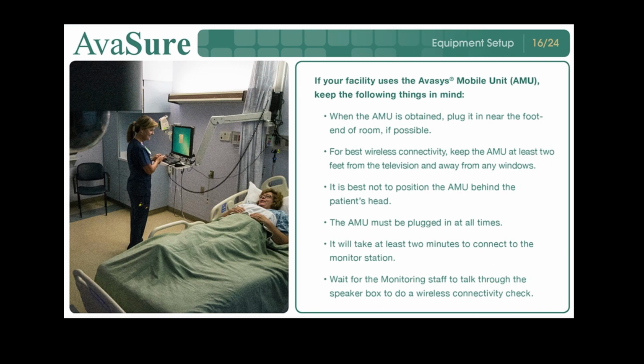Once the admission information has been collected, the nursing staff is then ready to set up the AvaSys system their facility uses. If your facility uses the AvaSys mobile unit, AMU, keep the following things in mind. When the AMU is obtained, plug it in near the foot end of the room if possible. For best wireless connectivity, keep the AMU at least 2 feet from the television and away from any windows.